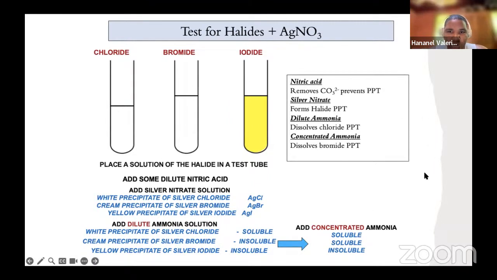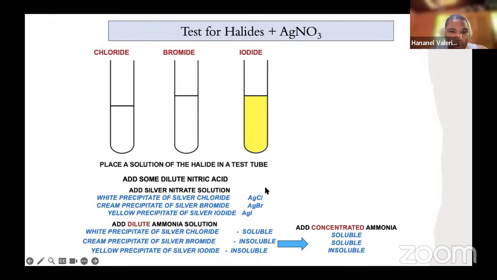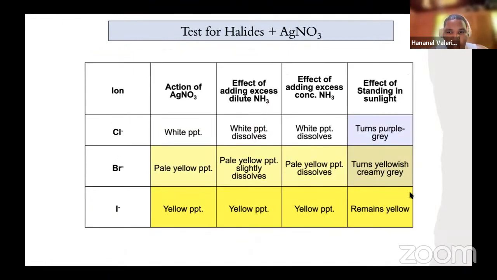Okay. So the nitric acid again removes the carbonate, preventing a precipitate, because carbonate would otherwise react with the silver. Silver nitrate would form the halide precipitate. The ammonia is to dissolve that chloride precipitate, as we can see here, and the concentrated ammonia will dissolve the bromide precipitate. So these are the tests. So if you can differentiate them on the colors, then you can use the other tests to confirm them. And this is just another way we get to that.